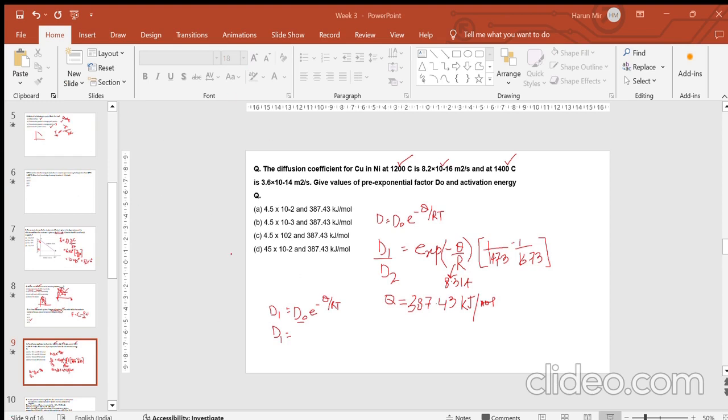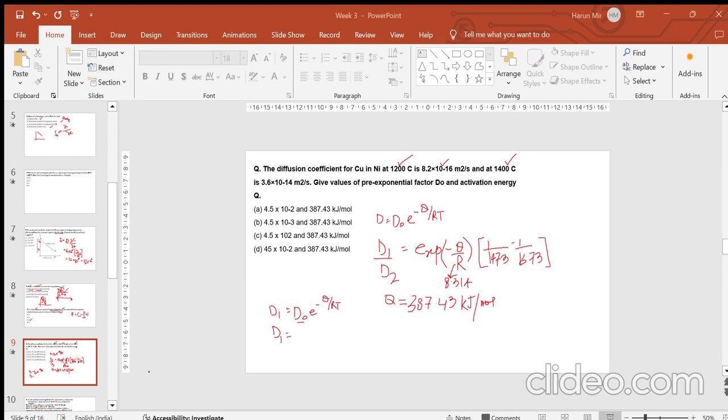4.5 into 10 to the power minus first or second option? Minus 3? Maybe we should try, because I think the right option is the first. Yes. So you might have made some mistake. So that is your pre-exponential factor and activation energy values. This question was based on your diffusion coefficients and their variation with temperature. So we can go to the next question.